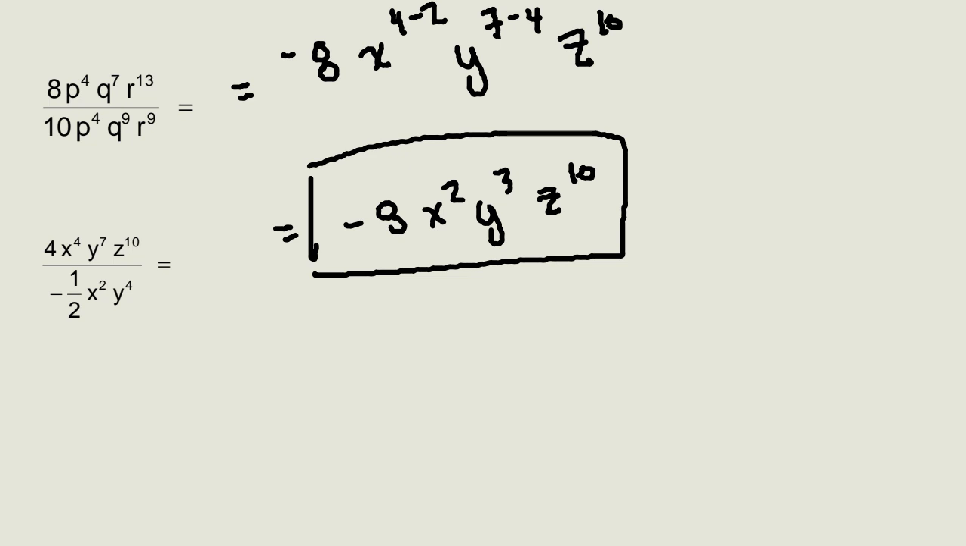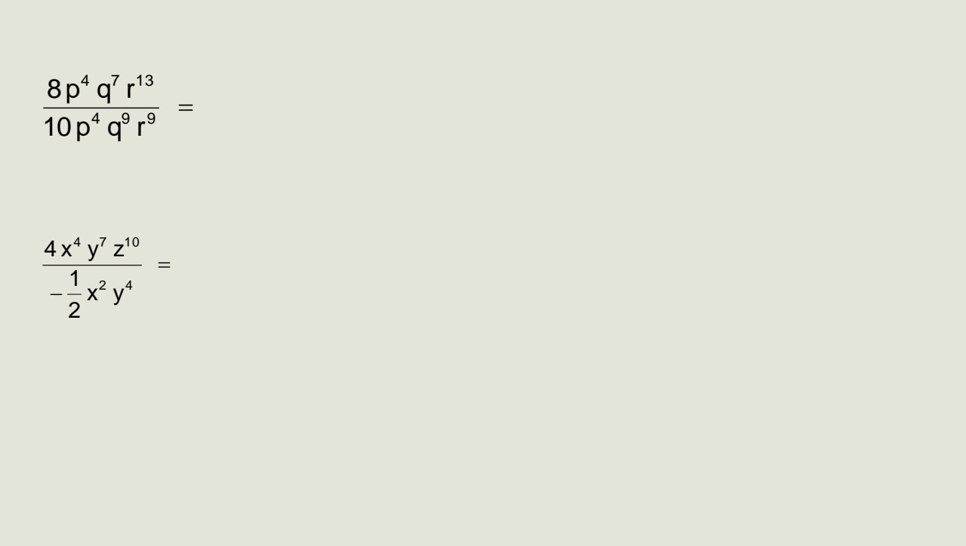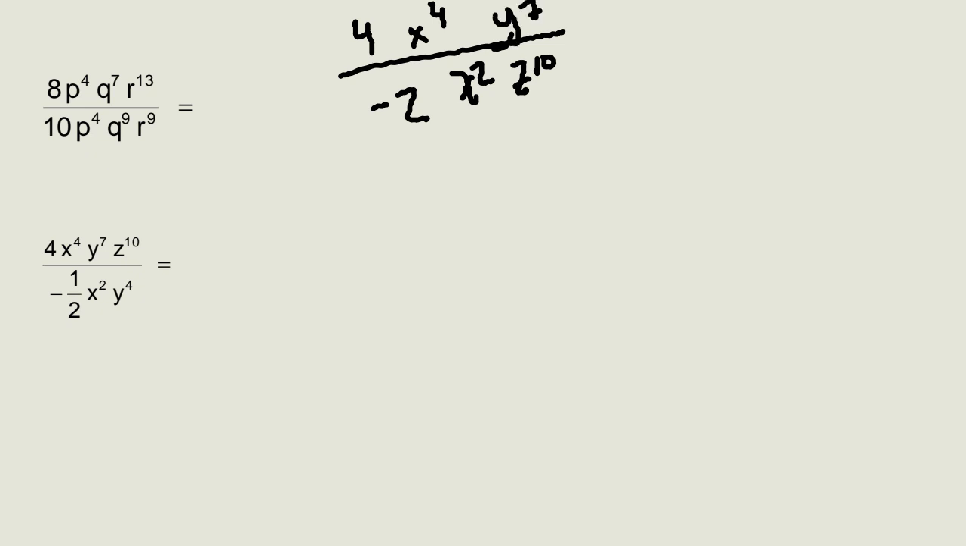I don't know if I have one in the next slide, but while we're here and while I'm thinking of it, sometimes, and I'll show you what I mean, let's make one up. Like the third question, but let's make it easier. If I had 4 over negative 2 x, we'll still do it squared, but then I had my z10 on the bottom, and we'll just do a y7 on top. So 4 divided by negative 2 gives me a negative 2. My x, 4 take away 2 gives me a 2. My y, 7 stays as a 7.